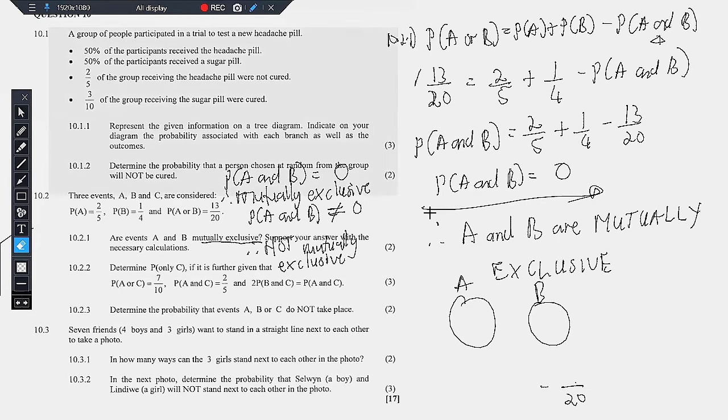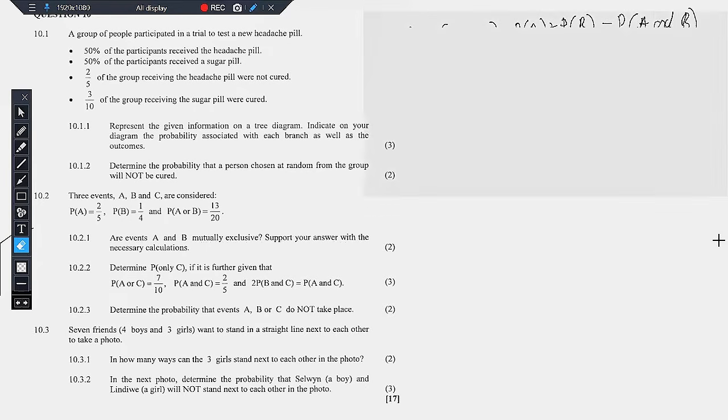Okay, so now let's proceed to 10.2.2. Determine P of only C if it is further given that P of A or C is 7/20 and P of A and C is 2/5. So note that A or C means union, the combination of events A and C, and A and C only means the intersection, right? So where they intersect, 2 times the probability of B and C is equivalent to the probability of A and C. So if we are interested in finding the value for this one, we already have A and C, so that means we can calculate.